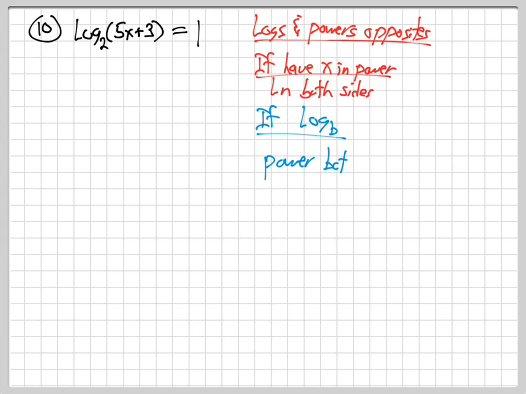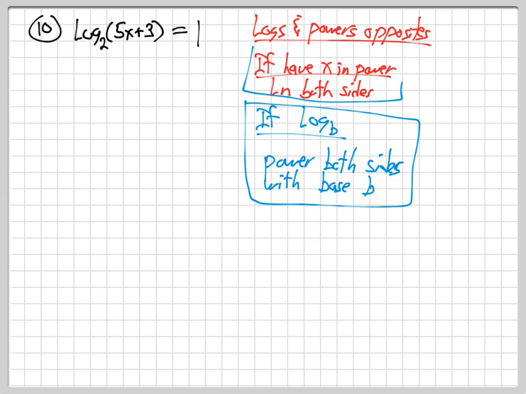Power both sides with a base of b. So whatever the base is. So here's the two different game plans we've seen in this section. Logs and powers are opposites. Therefore, if you have x in a power, do a natural log on both sides. If you have a log, do a power. They're opposites. They undo each other.